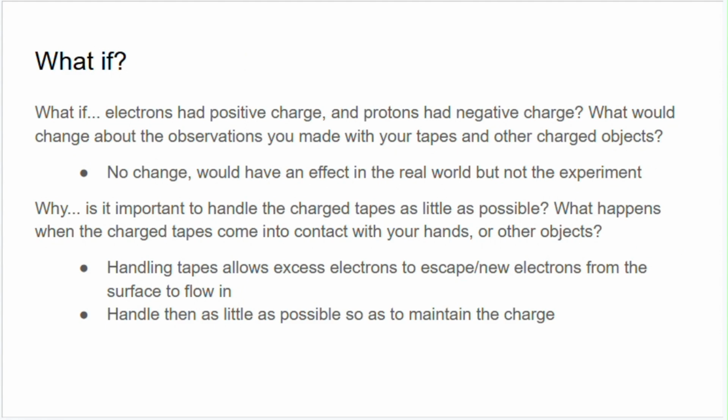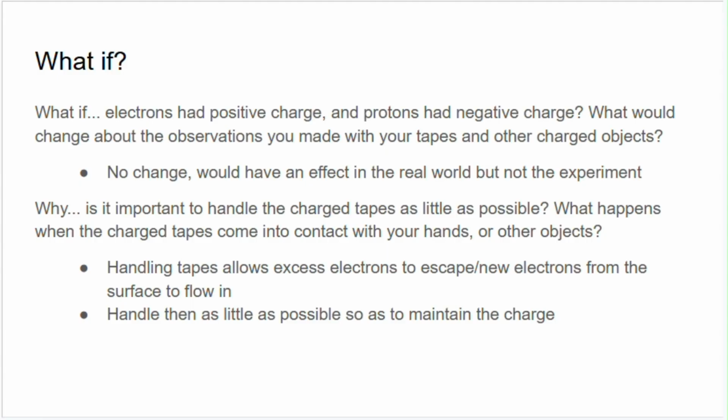Then for the what-if questions. What if electrons had positive charge and protons had negative charge? What would change about the observations made with your tapes and other charged objects? And the answer is that there would be no change. It would have an effect in the real world, but not in the experiment, because they would still repel each other. If they were like charges, they repel always. It wouldn't suddenly change that.